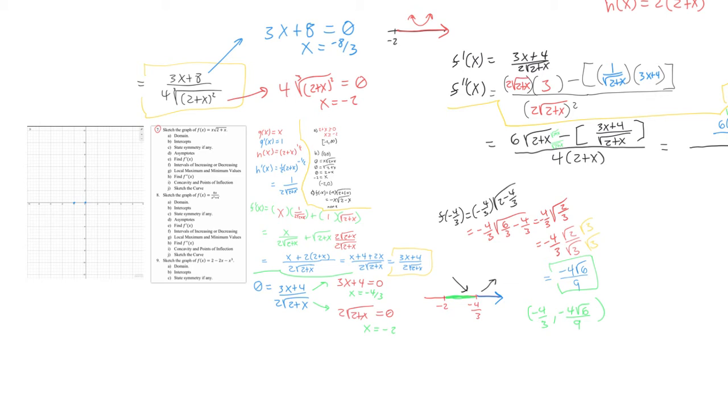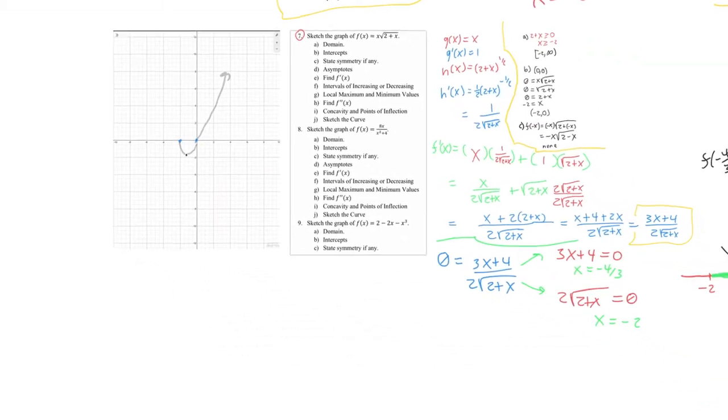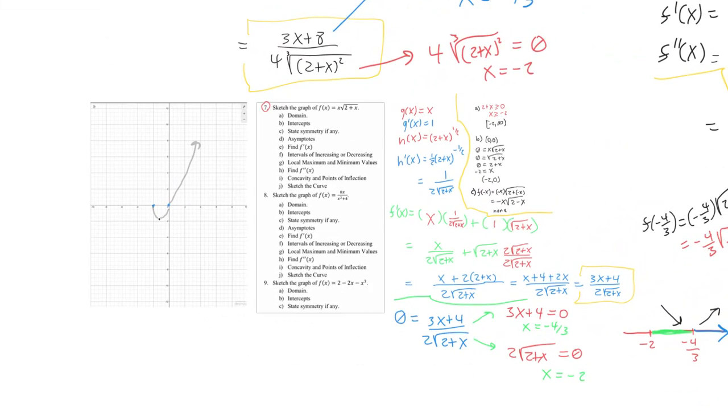(-1 1/3, -10/9). So that would be somewhere around here, -1 1/3 and -10/9. So that would be like right there-ish. Okay, something like that. And we also know it's concave up, so it's going to be swooping down, then it's going to go up, and then it's going to go up forever, like that. So that is that one.